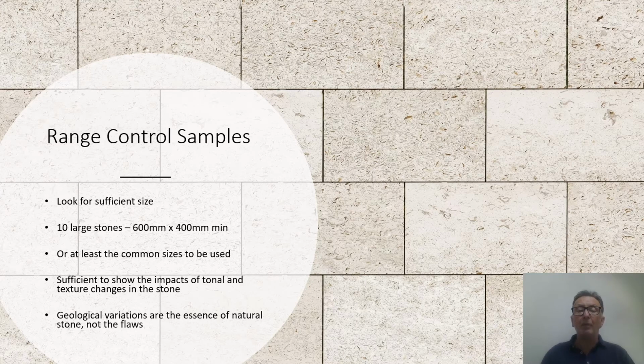Those control samples must be sufficient to show all the expected impacts of tonal and textural changes in the stone that's to be supplied and any particular geological variations of that material.